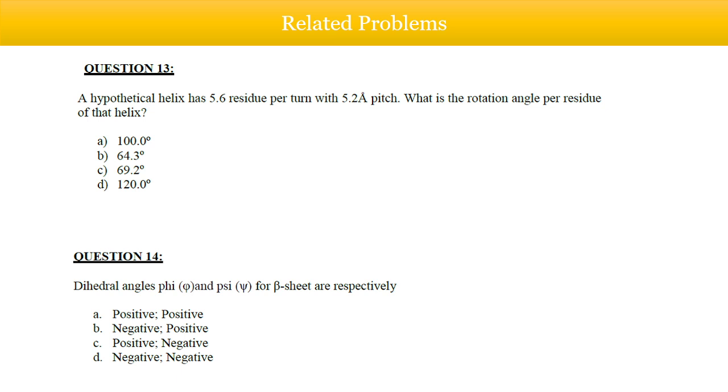So beta sheets are present at the top corner. So what does the top corner signify? Minus 180 to, so top left corner. So it means that psi is negative, and what about phi? Phi is also negative. So option D is correct.